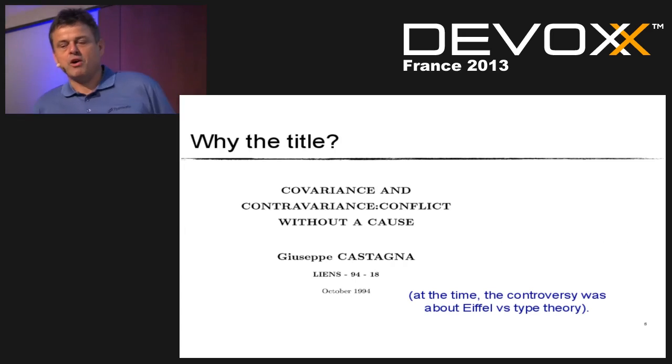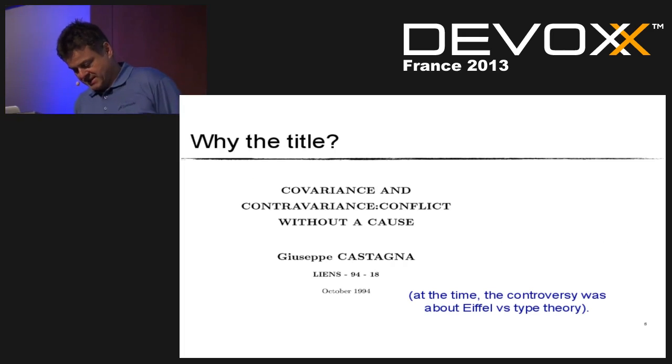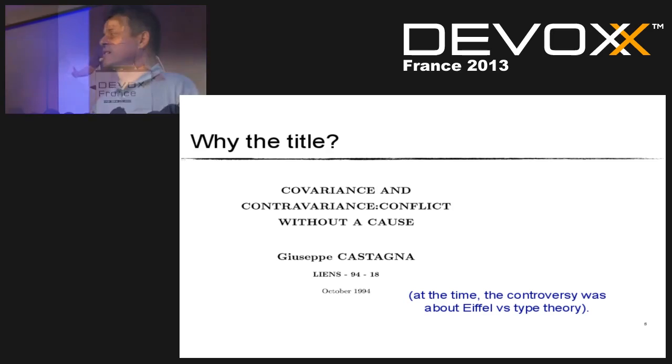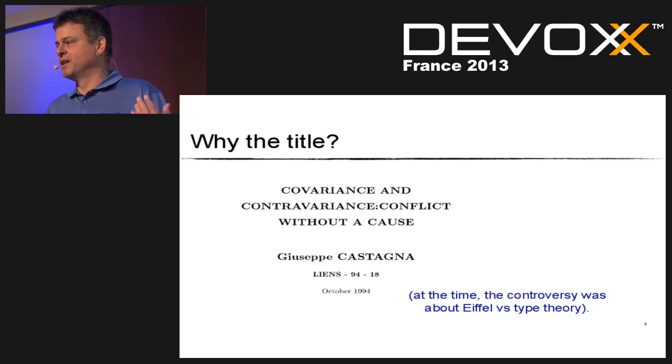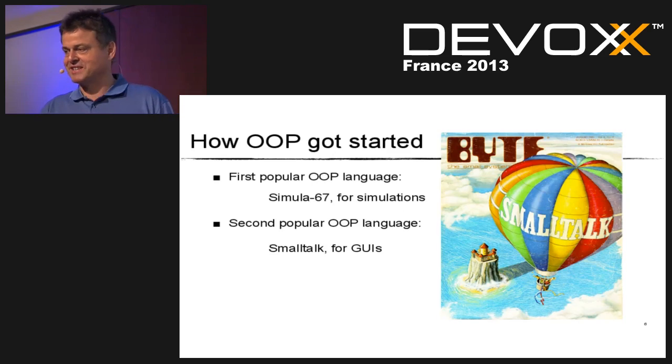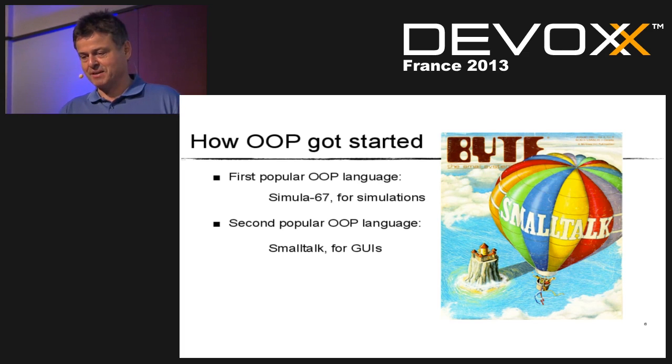Why the title of the talk? Well, I thought it was topical because there was a fairly influential paper written here in Paris at ENS by Giuseppe Castagna, called Covariance and Contravariance: Conflict Without a Cause, in 1994. At the time, the controversy was about Eiffel's somewhat non-standard interpretation of type theory. The type theorist says, no, it has to be non-variant or contravariant, and Eiffel said, no, it has to be covariant. And Giuseppe tried to find a synthesis between the two. So I'm going to try the same in the context of objects and functions a little bit.